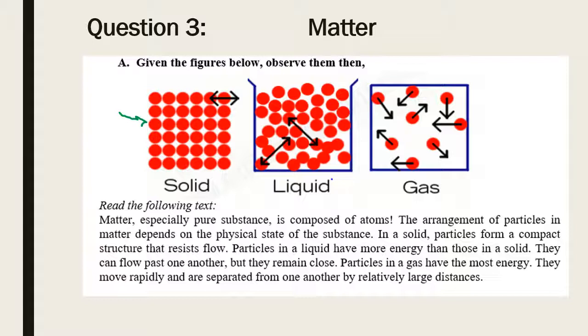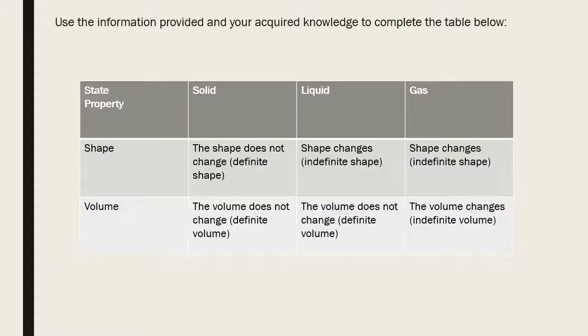The particles in a liquid have more energy than those in a solid. They can flow past one another, but they remain close. Particles in a gas have the most energy. They move rapidly and are separated from one another by relatively large distances. Okay, so this is just an introduction to our question. Use the information provided and your acquired knowledge to complete the table below.